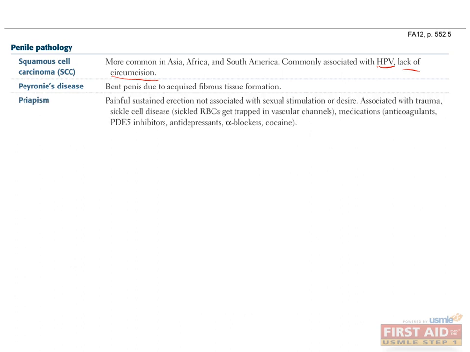Priapism is a painful erection lasting longer than normal that isn't related to any sort of sexual stimulation. It's often seen in trauma or sickle cell disease, and also secondary to use of certain medications, such as anticoagulants, PDE5 inhibitors, antidepressants, alpha blockers, and cocaine.